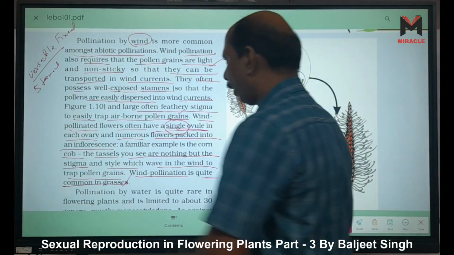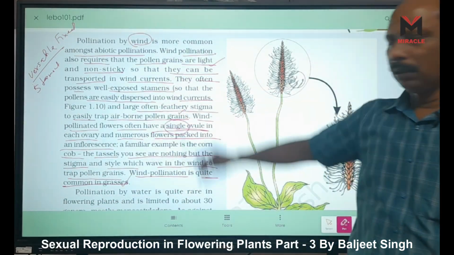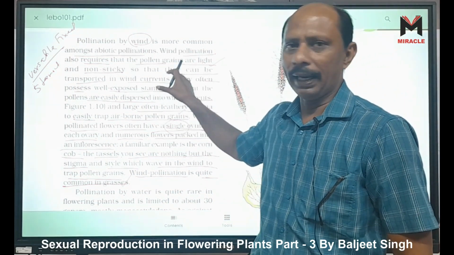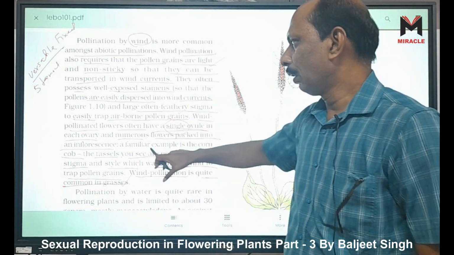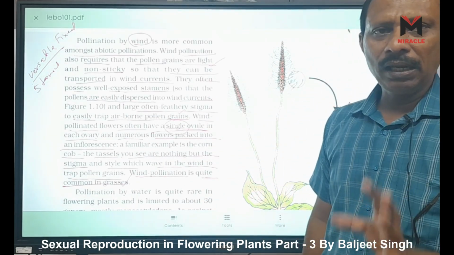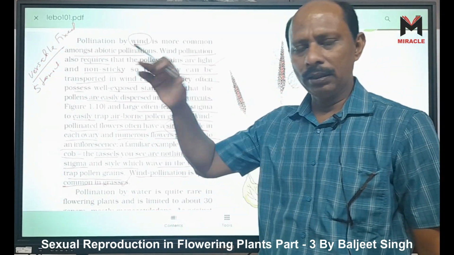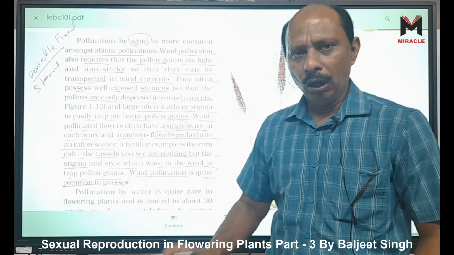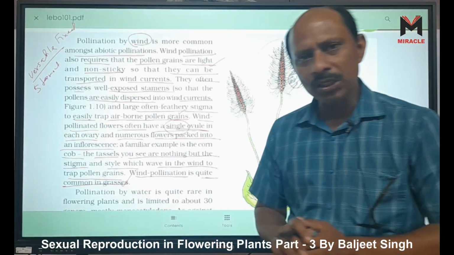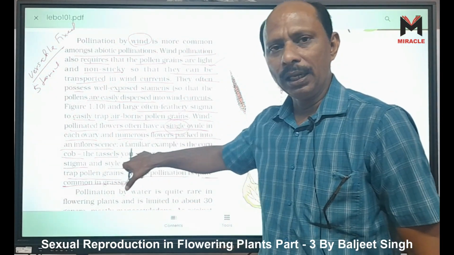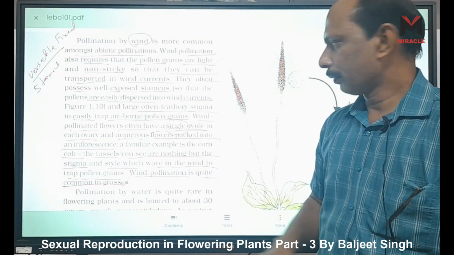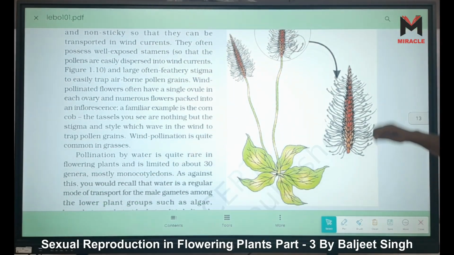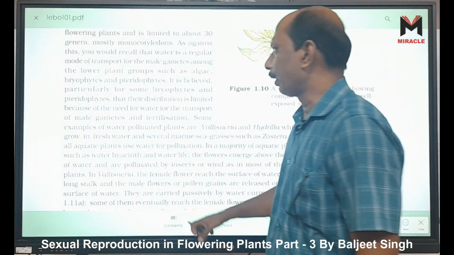Second, what do you read here? Here we understand that for wind pollination, the pollen grain should be non-sticky and light, right? Second, their anther is versatile fixed anther, right? So that the pollen grains are easily dispersed. Another thing here is that they have only a single ovule in each carpel, in each ovary, right? And numerous flowers are packed into an inflorescence. The example given is corn, maize. The figure is also given here.